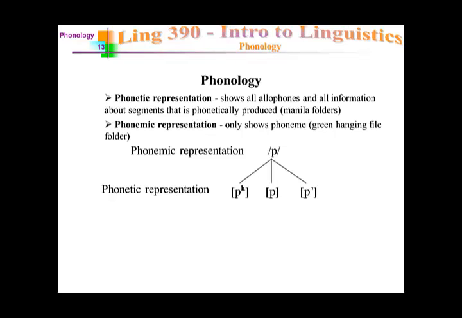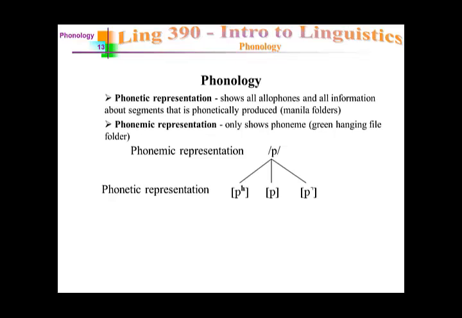Another analogy that can be used is that of a filing cabinet drawer. The drawer itself is the phonology of the entire language. And within that drawer, you have a green hanging folder for each phoneme in the language. Then, within each green hanging folder, you have some manila folders that hold the actual sounds that your mouth produces. So inside your green hanging folder for p, you would have 3 manila folders, one of them for the aspirated variant, one for the unaspirated variant, and one for the unreleased variant.